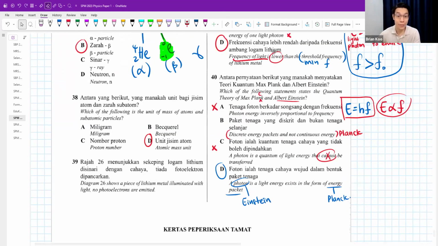And there you go. This is the end of our paper one, right? All the best with your SPM. This is 2023 paper one, done. We'll stop here first.